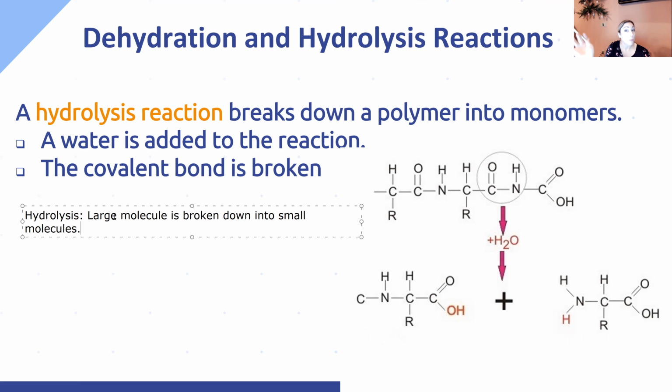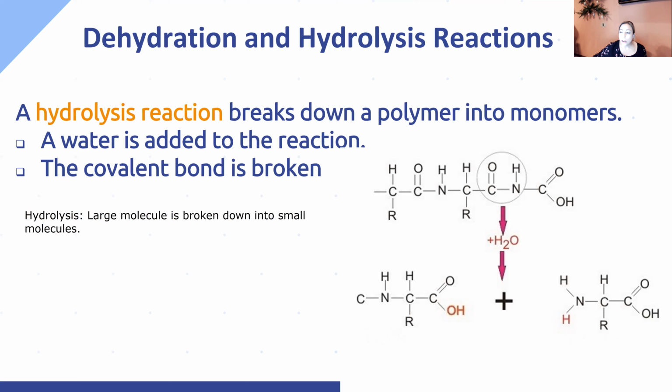So notice here, again, with our amino acids, those are the monomers, and this picture only shows you a little bit of the amino acid. But if you notice where the circle is, that's where you have the covalent bond that joins those two amino acids. Now we add that water, and OH from the water goes onto one amino acid, and H from the water goes onto the other amino acid. Now they are broken down into those monomers again.